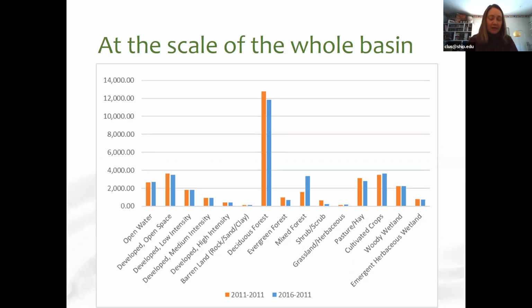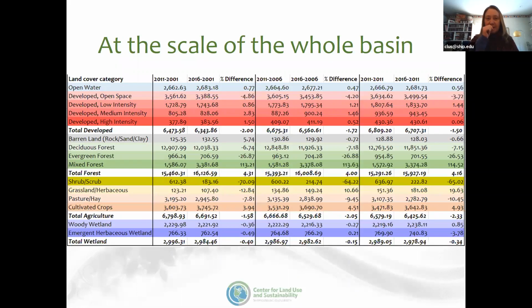When we look at forest classes combined, here I'm going to show you guys a table. This table is showing each of the land cover categories. The next set of 3 columns is a comparison of 2001. The next set of columns is a comparison of 2006. And the third set of columns is a comparison of 2011. And it shows the area in square kilometers from each product, as well as the percent difference.